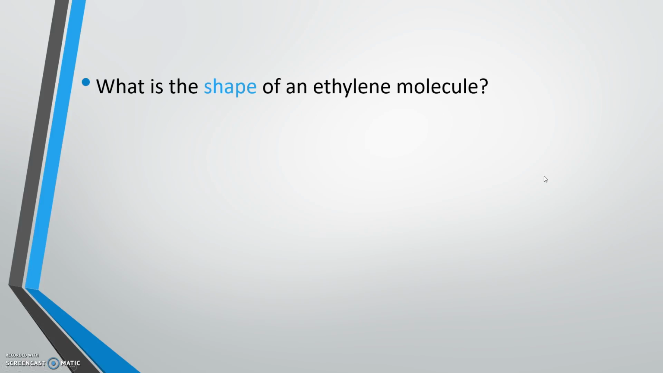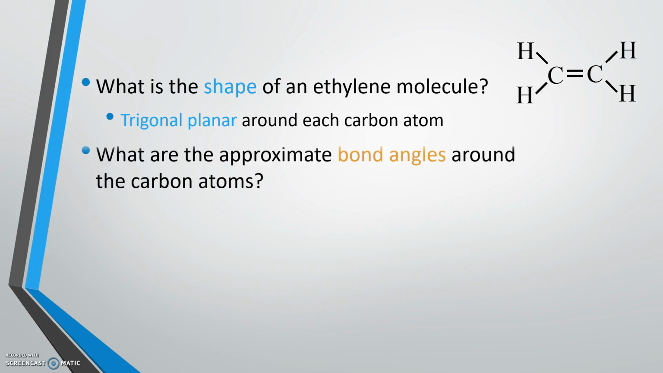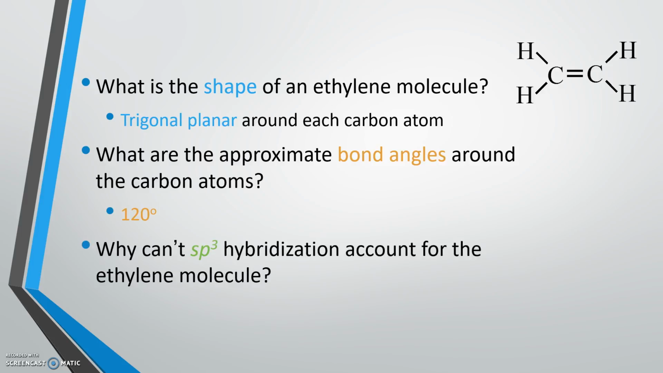Let's consider another familiar molecule, which is ethylene. If we look at the shape of this molecule, each of the carbon atoms has 3 electron regions around it, which would produce a trigonal planar shape. What would the angle then be around the carbon atoms? Well, in order to minimize repulsions and for them to be equally distributed in 3-dimensional space, there will be an angle of 120 degrees. Unfortunately, the sp3 hybridization would not work in the ethylene molecule.